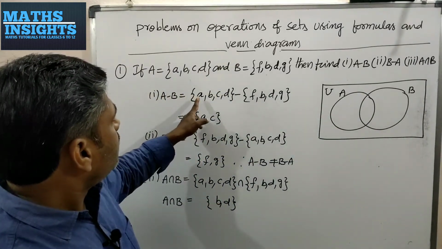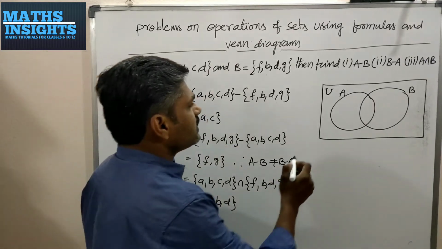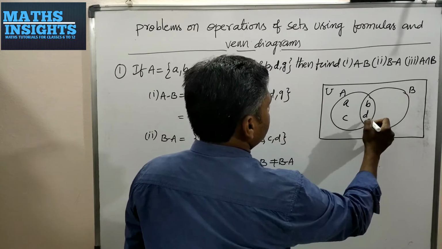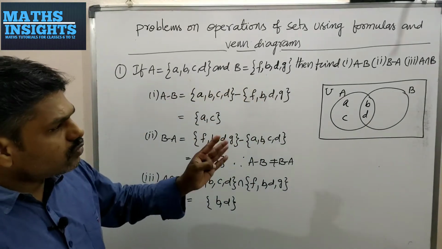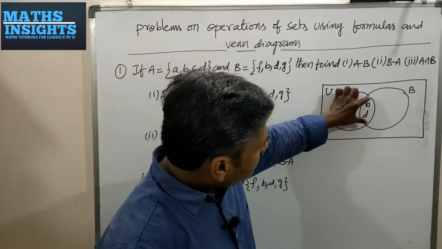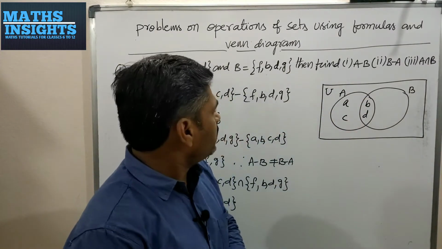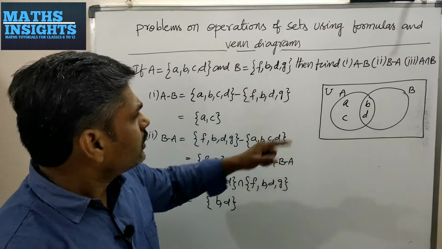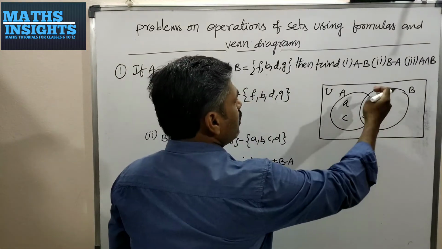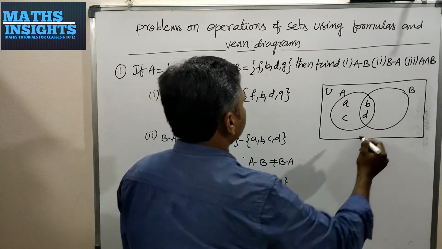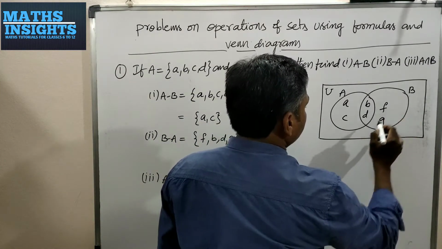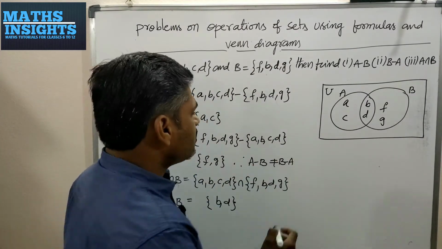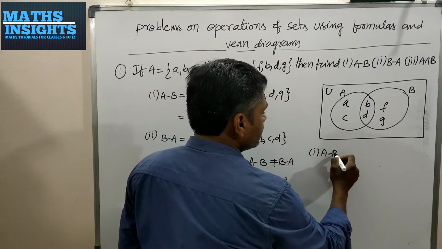So you have to write the elements of A first, A, B, C, D. I am writing A, C here and B, D here. Why? Because they are common to both A and B, and this is the area which is common to both A and B. And if you see the elements of B, F, B, D, G, B and D you have already written. Then the remaining elements are F, G.